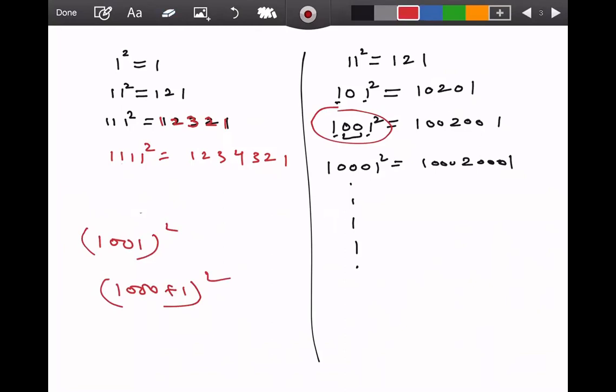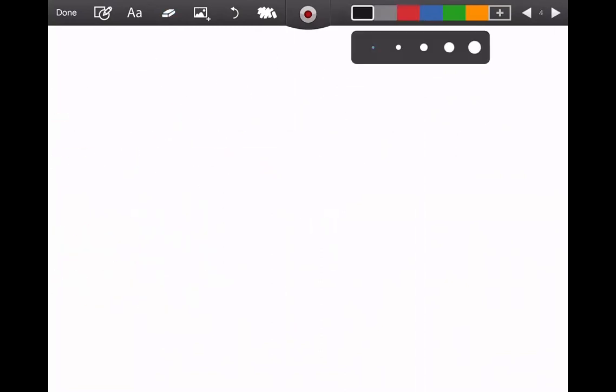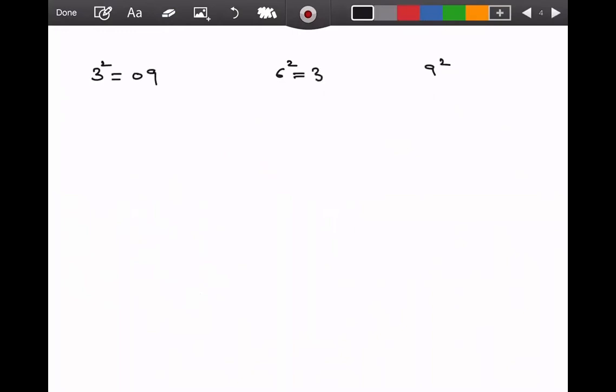Now, next are some patterns for 3, 6, and 9. So 3 square is 09, 6 square is 36, 9 square is 81. What is 33 square, guys? Can someone tell me what is 33 square? 1089. How to solve this? Any shortcut for this?